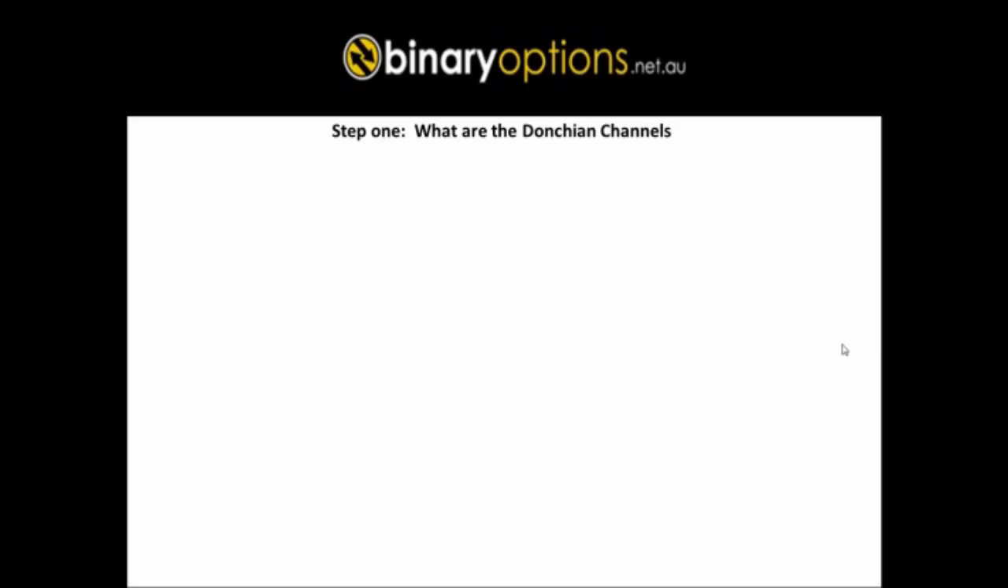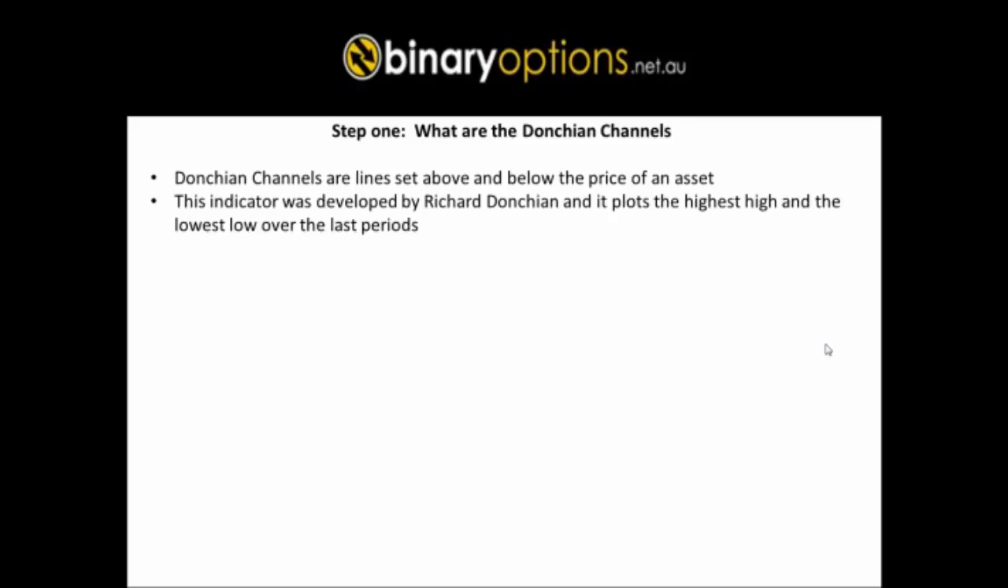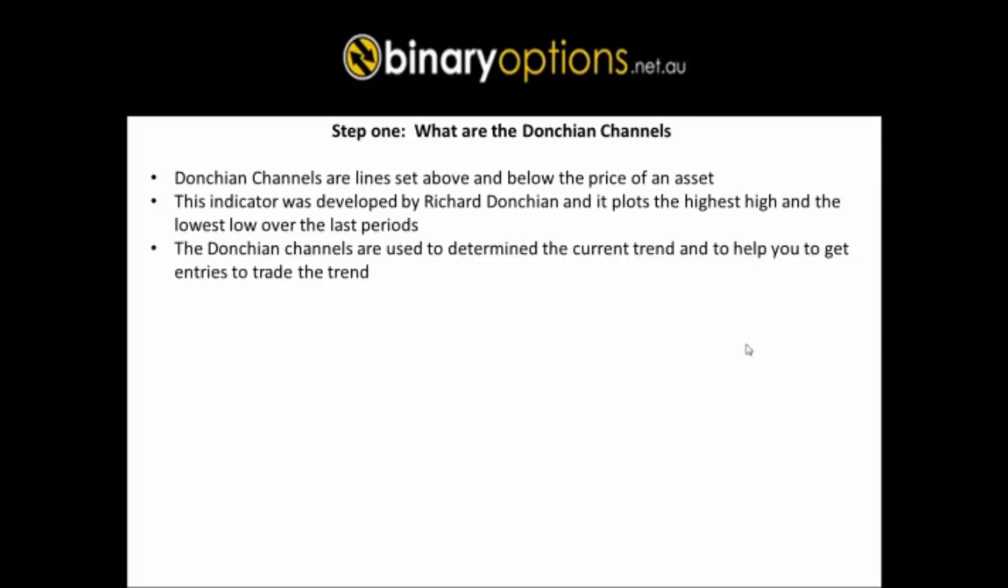So what are the Donchian channels? Donchian channels are lines set above and below the price of an asset. This indicator was developed by Richard Donchian, and it plots the highest high and the lowest low over the last periods. The Donchian channels are used to determine the current trend and to help you to get entries to trade the trend. So this indicator will help you to trade the main move.